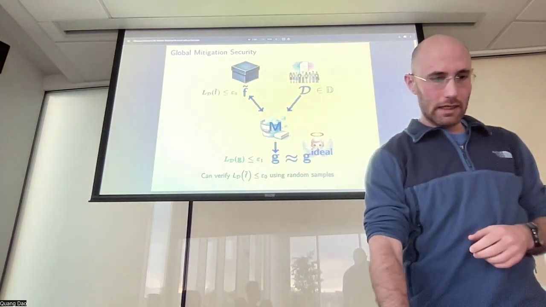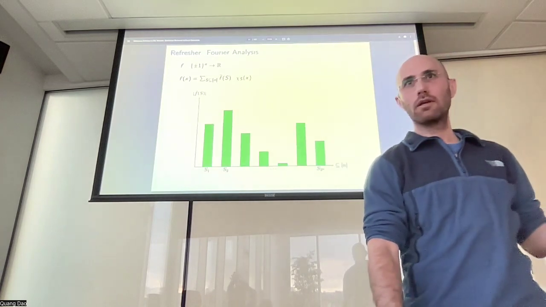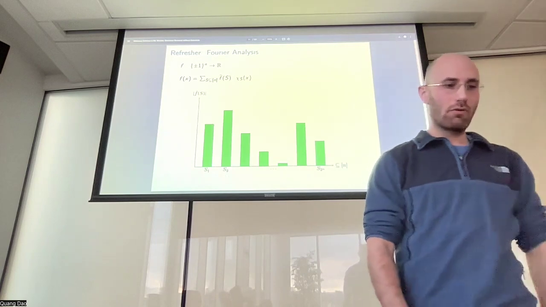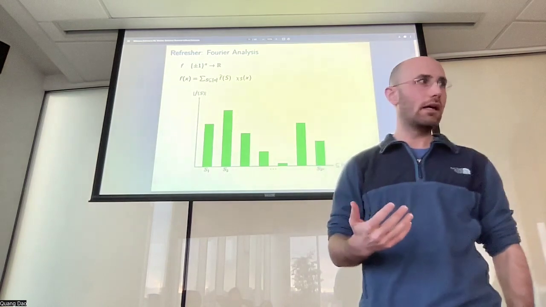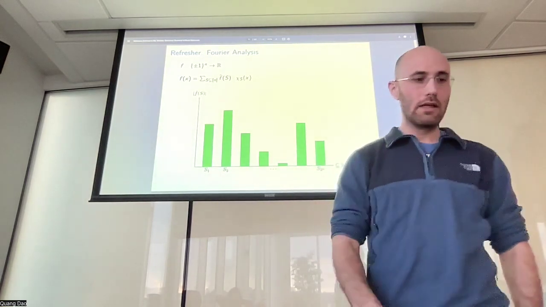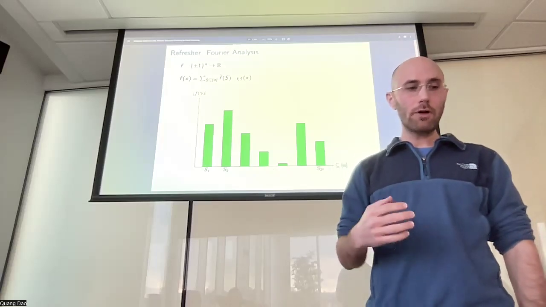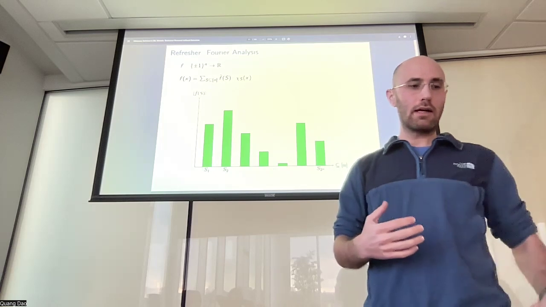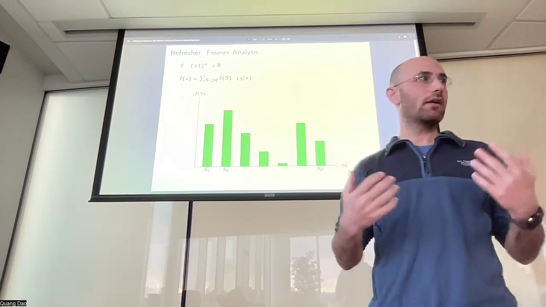Okay, and now let's talk about how we construct a global mitigator. So what is the assumption going to be about the distribution? We need some kind of assumption about the distribution being nice. That's what I've been saying. So in this example, we're going to be talking about distributions that are labeled by a function that is Fourier heavy.